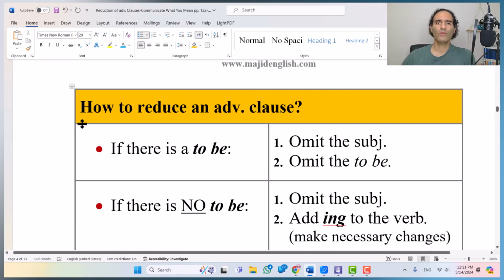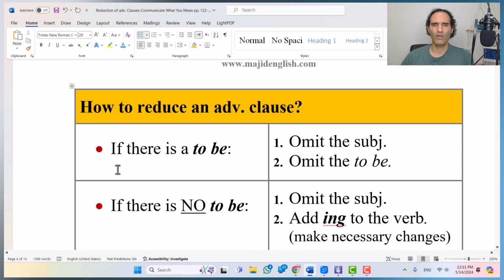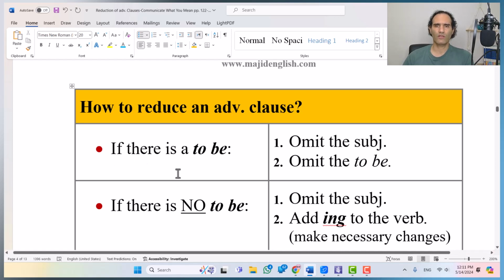We said we want to reduce the adverb clause. How to do that? Because the subjects are repetitive, we don't want repetition. So essentially there are two scenarios. Maybe we have a to be in our adverb clause, which means am, is, are, was, were, or maybe we don't have a to be.